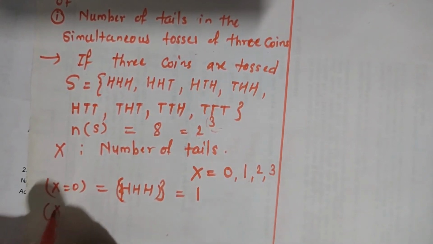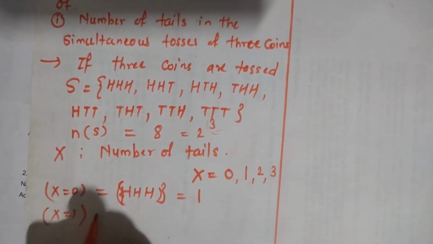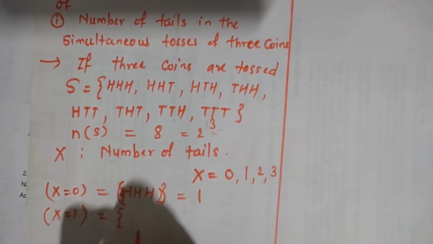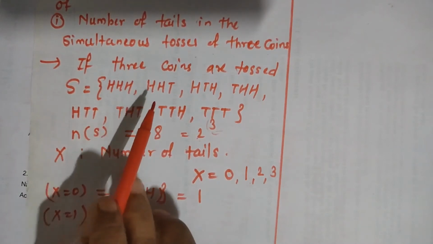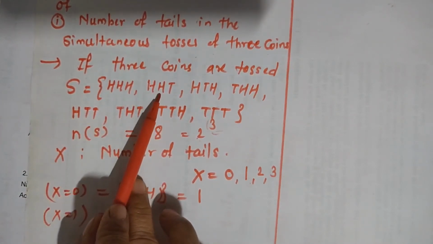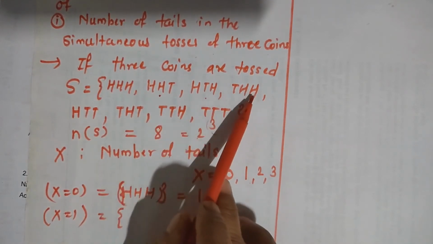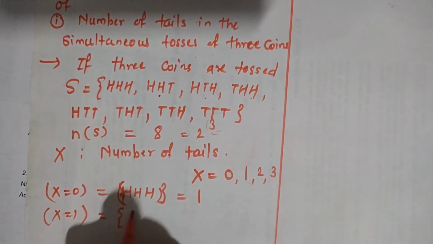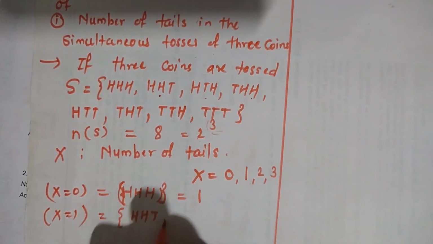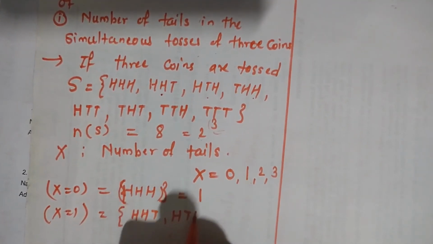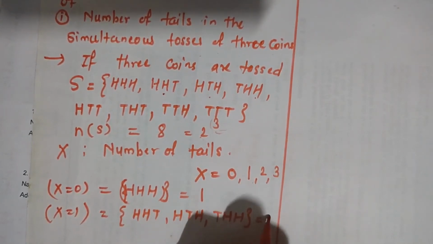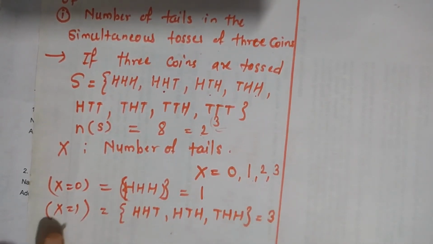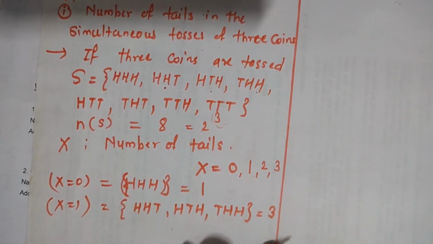Now the next value, X is equal to 1. There is only one tail, so the possibilities are only one tail, 1, 2, 3, that is HHT, HTH and THH. So these are 3 possibilities. So the number for X equal to 1 is 3.